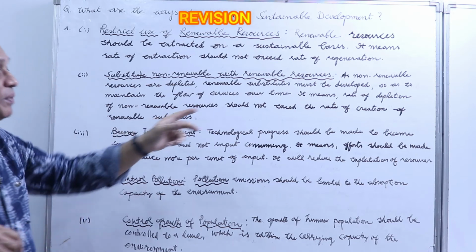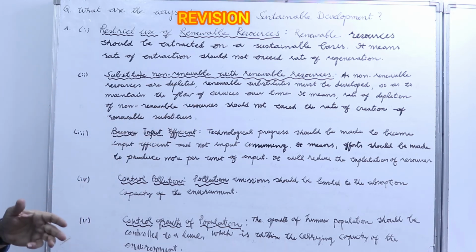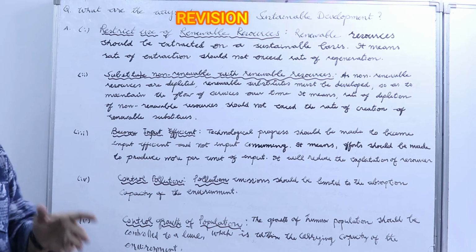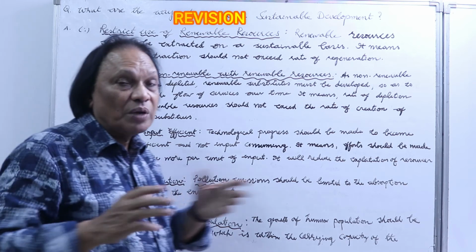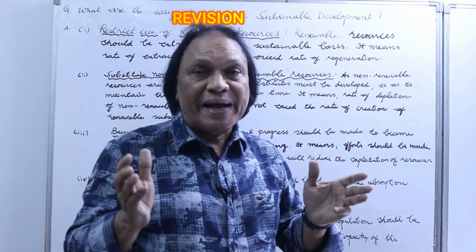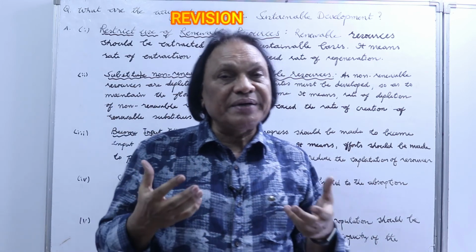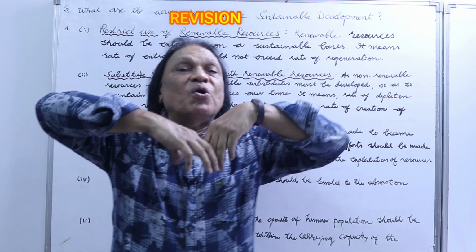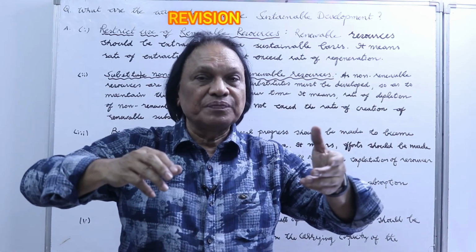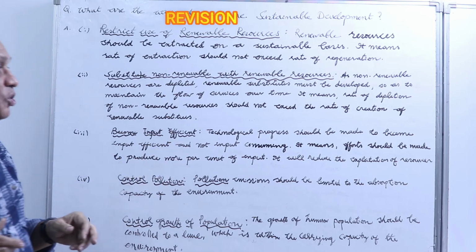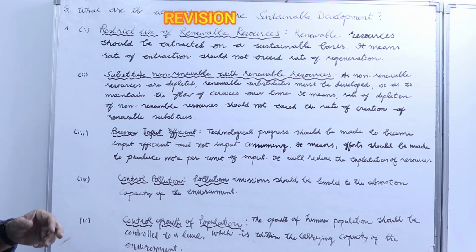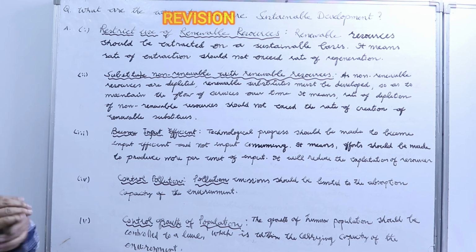In this also keep in mind, rate of depletion of non-renewable resources should not exceed rate of creation of renewable substitutes. Become input efficient: develop new technology that can use limited resources to produce more. Technological progress should be made to become input efficient and not input consuming. It means effort should be made to produce more per unit of input.